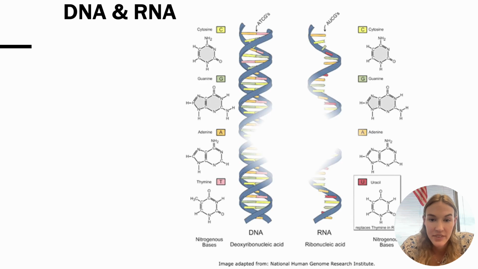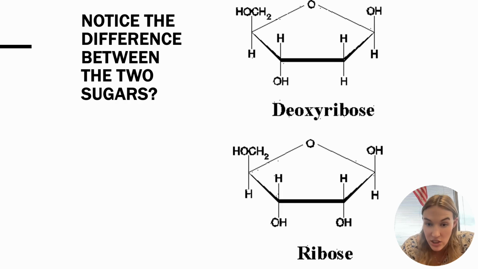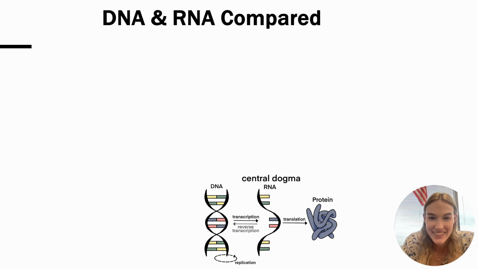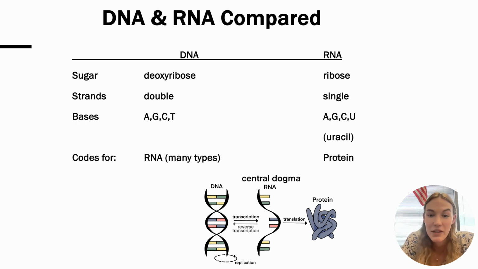All right. Now, I do expect you to know the differences between DNA and RNA. There are 3 major differences. The sugars, right? Deoxyribose versus ribose. There is 1 fewer oxygen in the deoxyribose sugar. And there is a difference in the strands. DNA is double-stranded, RNA is single-stranded. And then the bases. The bases are A, G, C, and T in DNA, and A, G, C, and U in RNA. So those are the chemical differences.